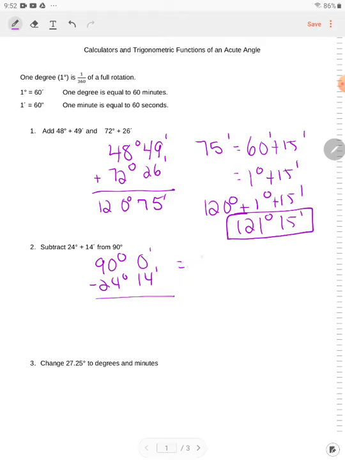So what you're going to do is rewrite 90 degrees as 89 degrees, 1 degree being 60 minutes. So 89 degrees plus 1 degree, so 60 minutes. That's 24 degrees, subtraction, 14 minutes. Now I can do the math. 14 from 60 is 46, 46 minutes. So we now have 65 degrees, 46 minutes.